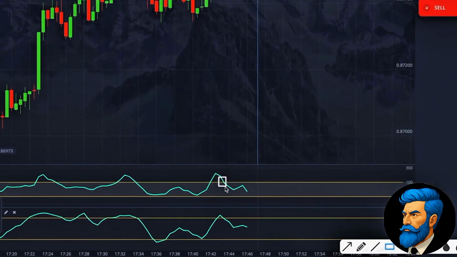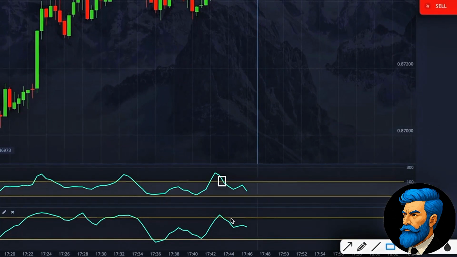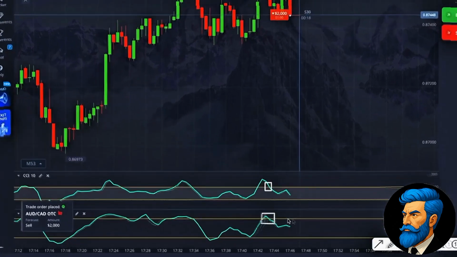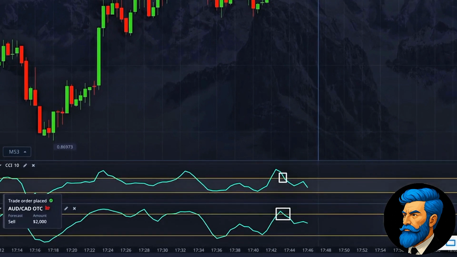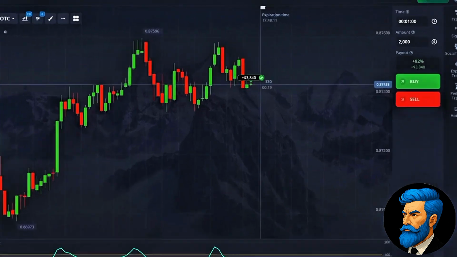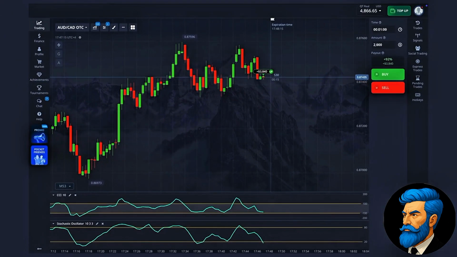CCI shows a perfect moment. The line climbed above plus 100 into the overbought zone, made a peak, and started sharply reversing downward. The impulse has ended, and stochastic completely confirms this one-to-one. It also rose into the upper zone, and right now it's breaking downward after its peak. And so the trade brings me $3,840, and I'm rather pleased with today's result.